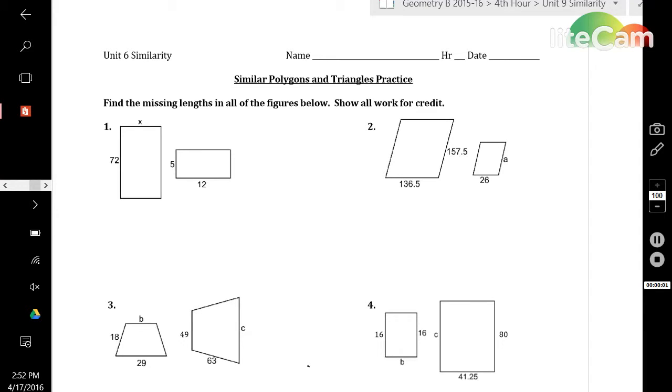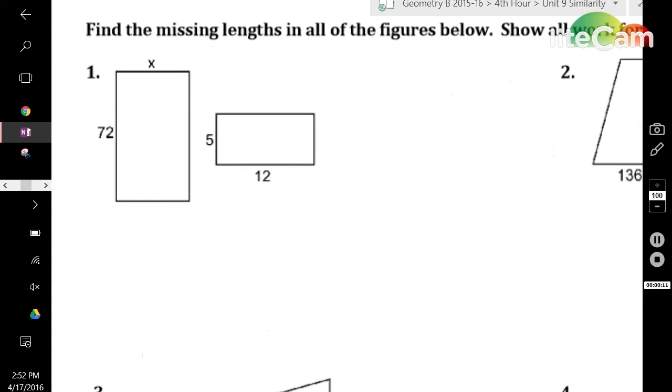In this video, the objective is to set up and solve a proportion to find missing side lengths in two similar polygons. Now there are multiple proportions you can make within a set of polygons, and I'm going to show you both ways. Either one's going to be fine. It's personal preference as to which one you would like to use to solve for missing side lengths.